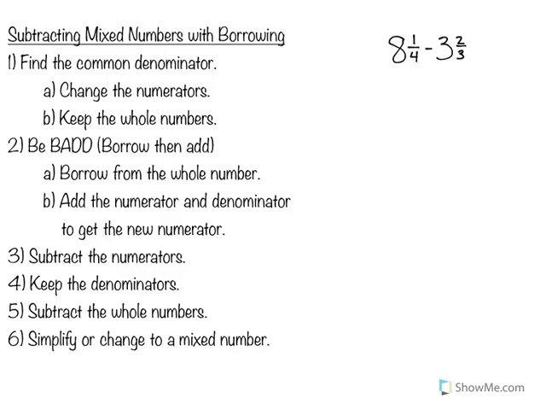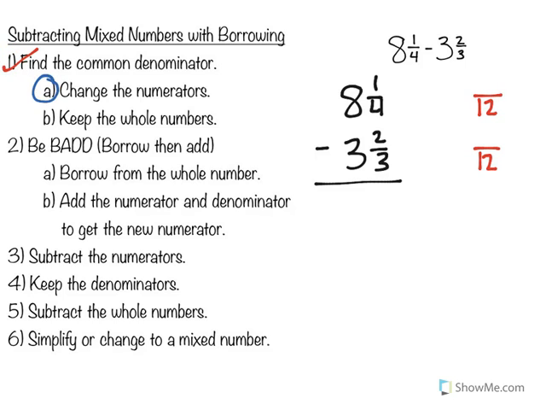Subtracting mixed numbers when you have to borrow is the same as adding or subtracting. You always start out with writing the problem vertically. So I've got 8 1/4 minus 3 2/3. First thing you need to do is find your common denominator. I know that 4 and 3's common denominator is 12.